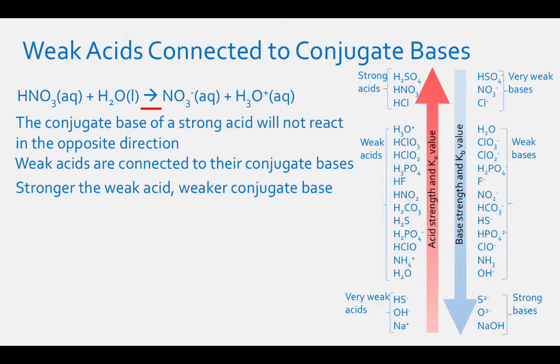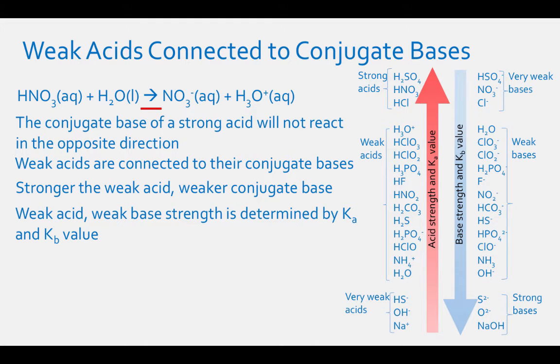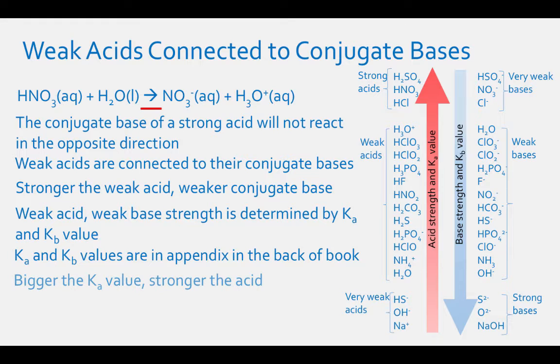Weak acid and weak base strength is determined by their Ka or Kb value. The Ka and Kb values for selected acids and bases are included in a table in the back of your book. The bigger a Ka value is, the stronger the acid. In fact, strong acids have Ka values greater than 1. The bigger the Kb value, the stronger the base. And strong bases have Kb values greater than 1.